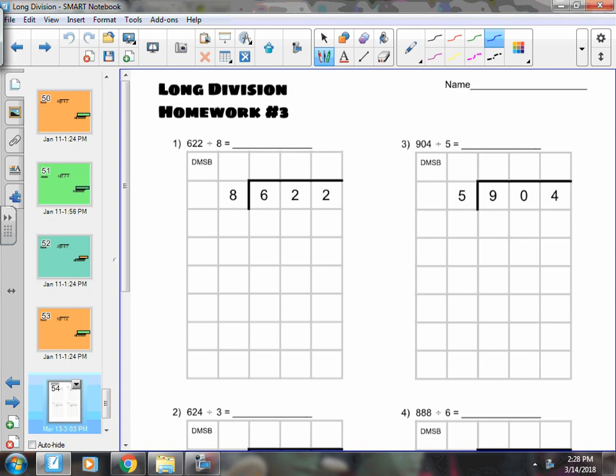622 divided by 8. Think groups of 8, groups of 8. You cannot make a group of 8 from 6, but you can make some groups of 8 from 62. 7 groups of 8.